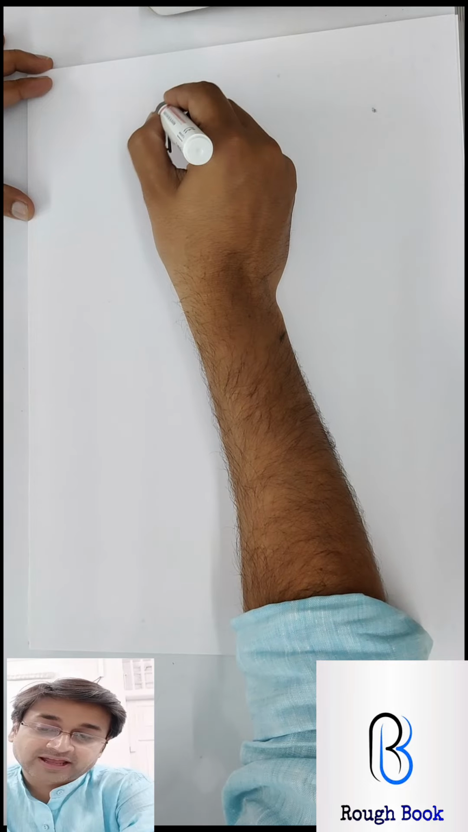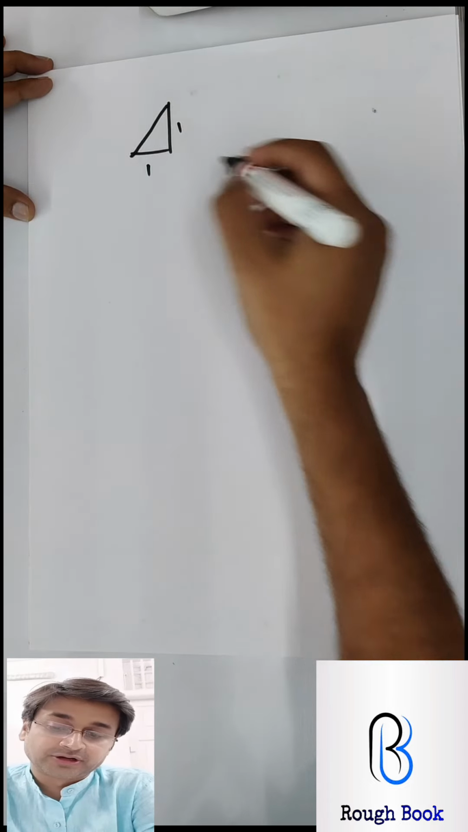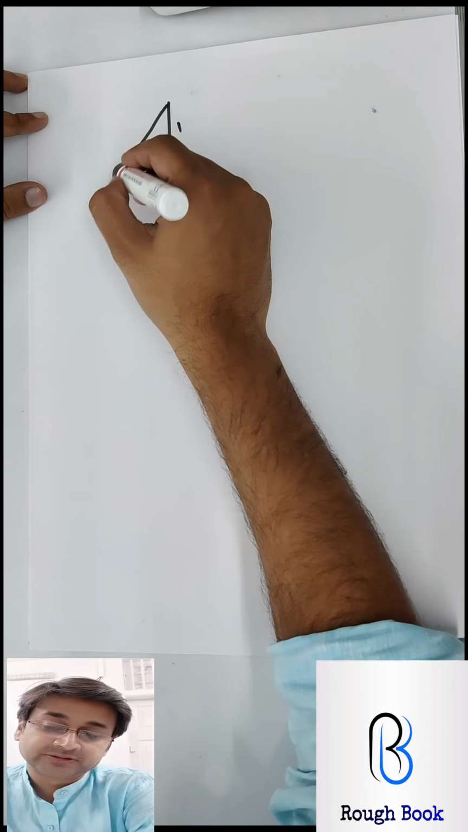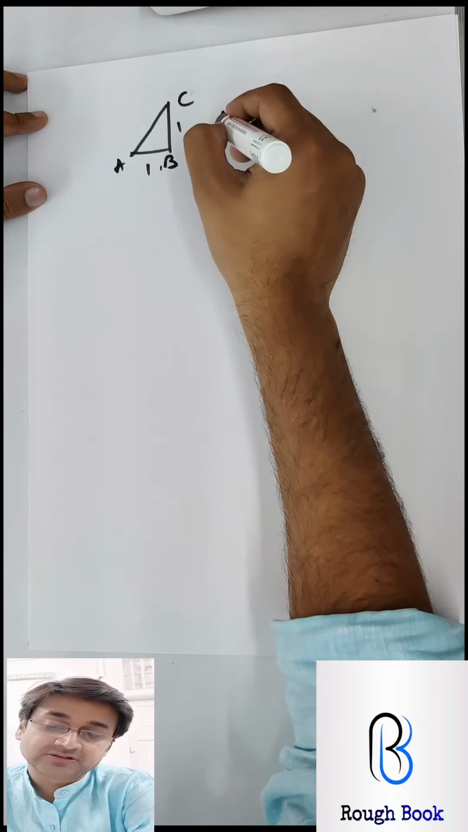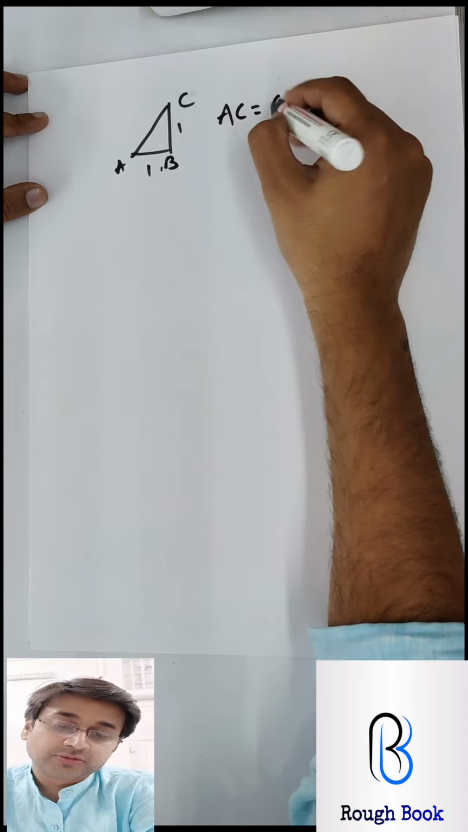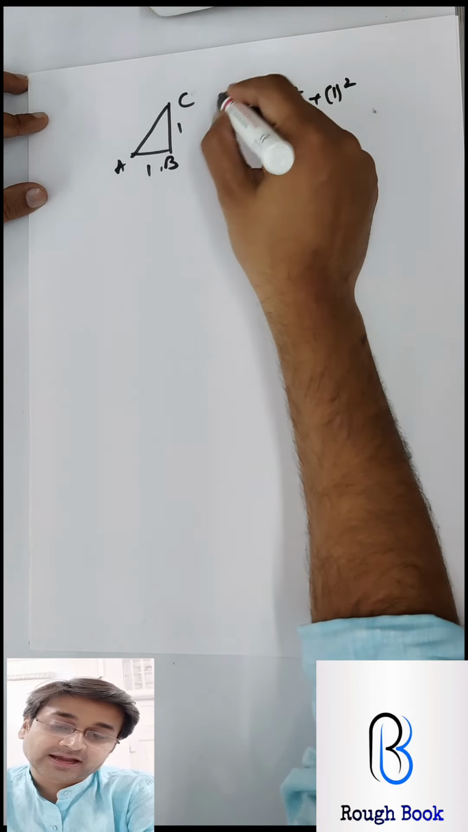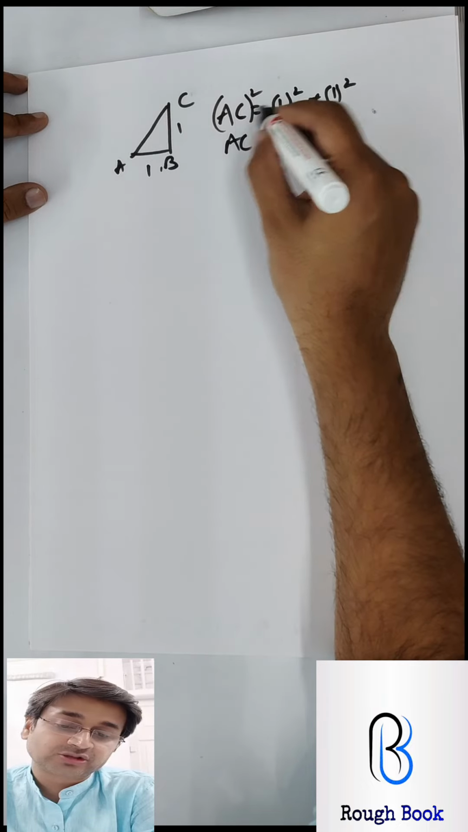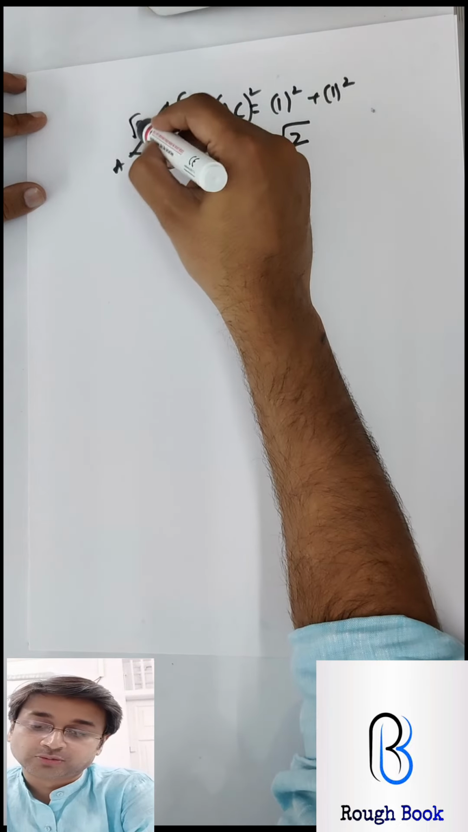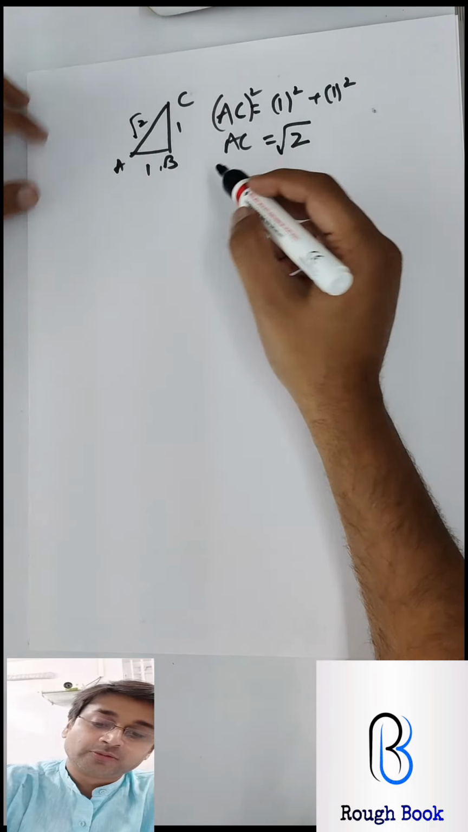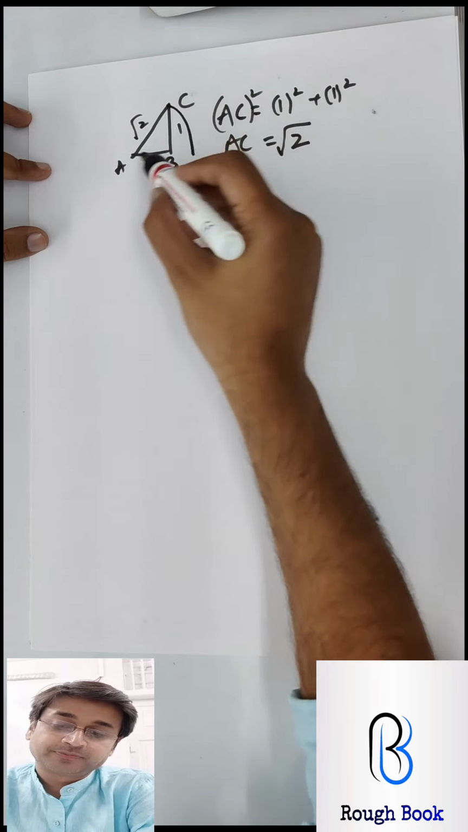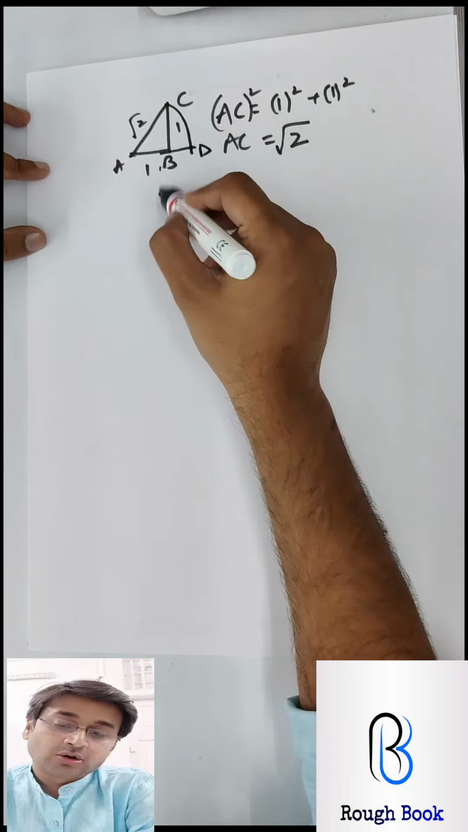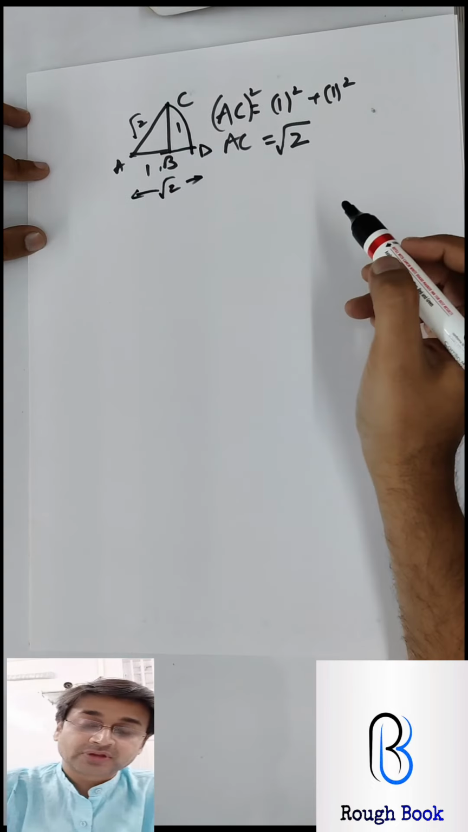If you have a triangle with 1 unit and 1 unit, how much will the hypotenuse be? Let's say triangle ABC. AC square is 1 square plus 1 square, by Pythagoras. So AC becomes 1 plus 1, 2, and the square goes to the other side, so root 2. If this AC is root 2 and I draw an arc down of the same measurement, then this part, let's say AD, also becomes root 2.